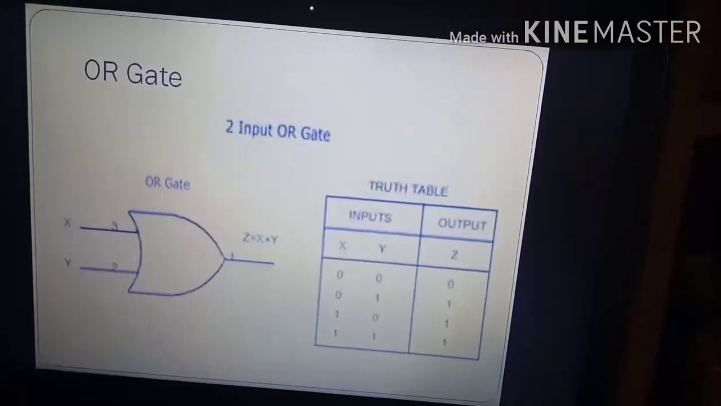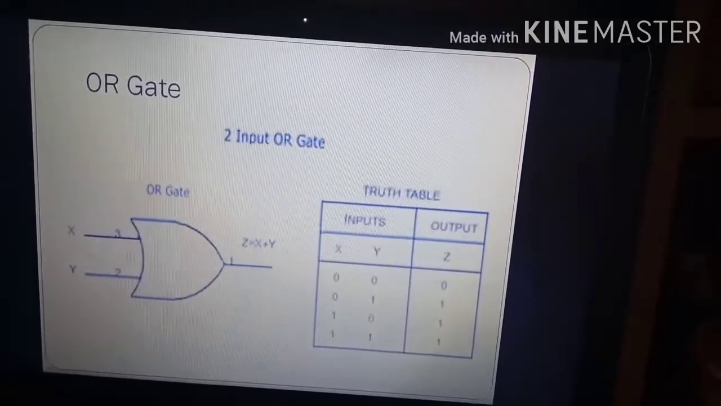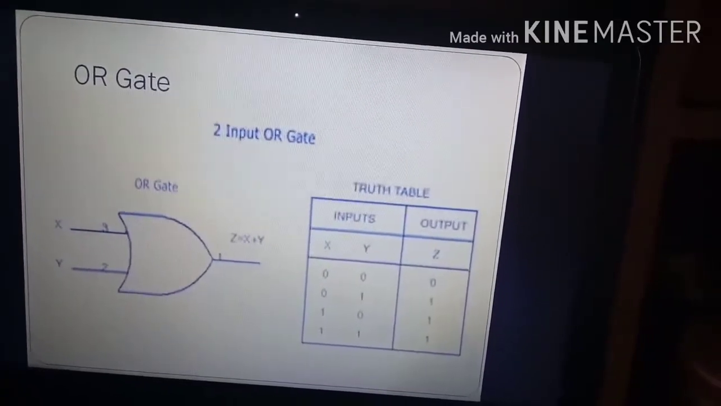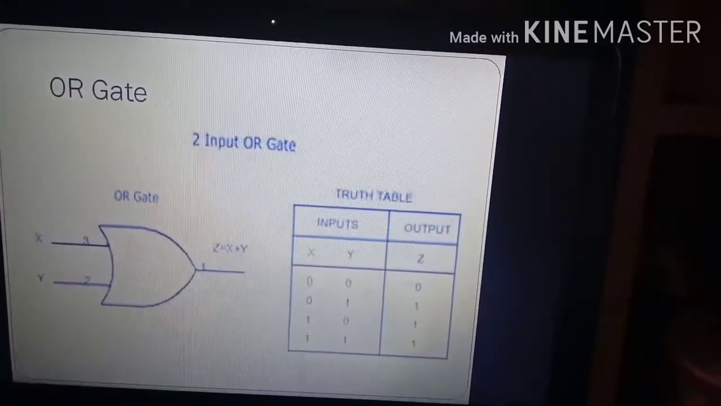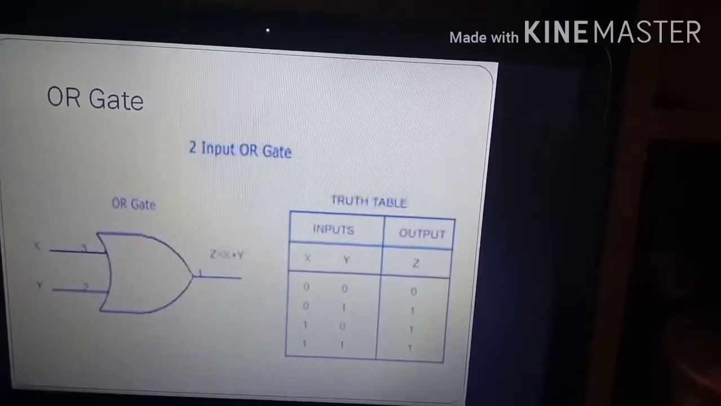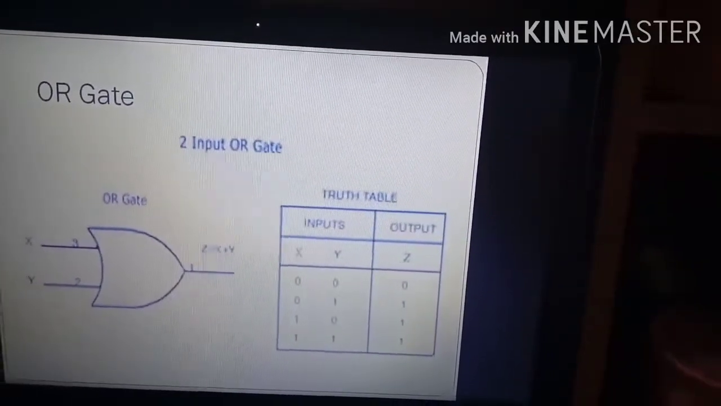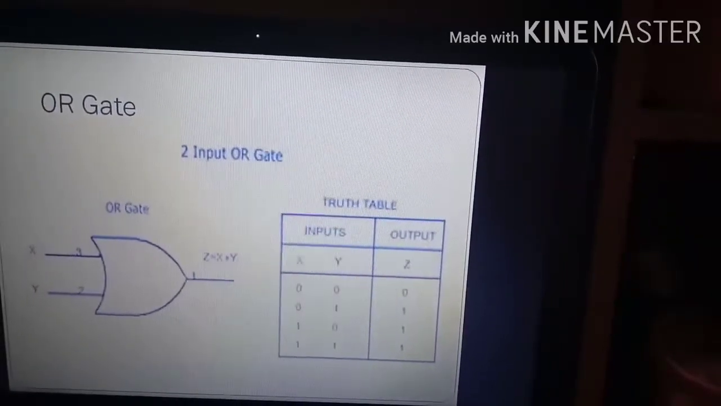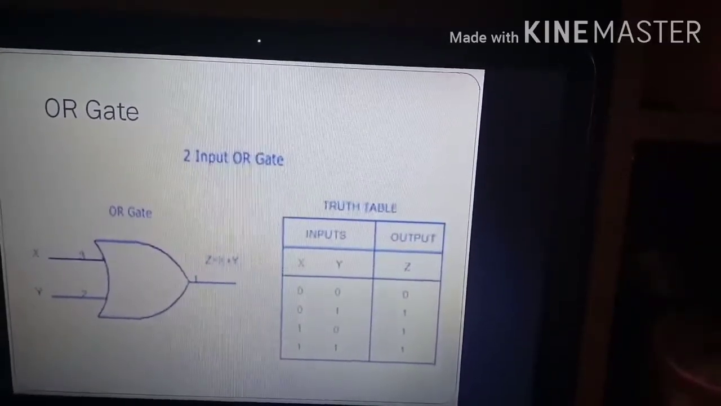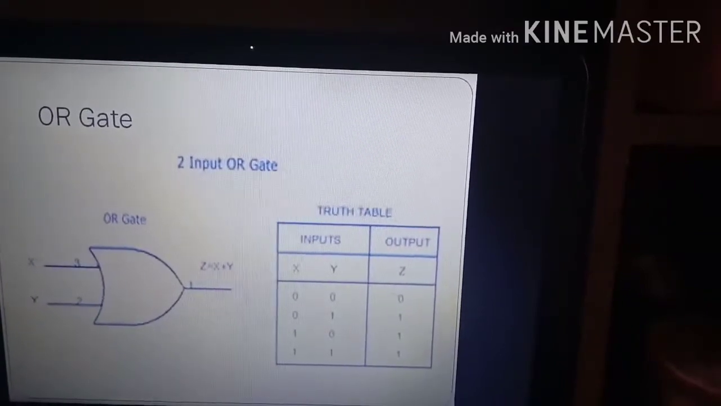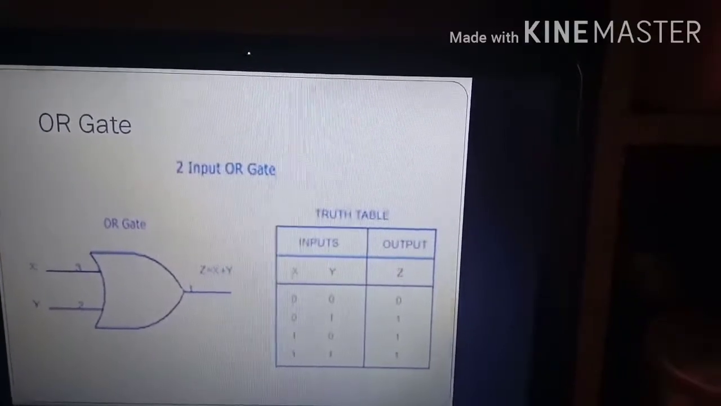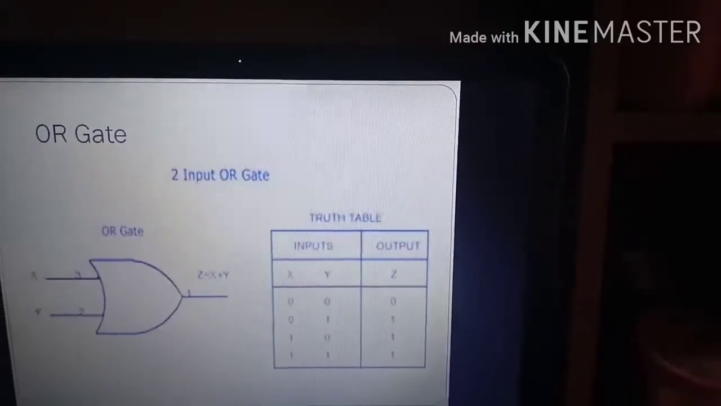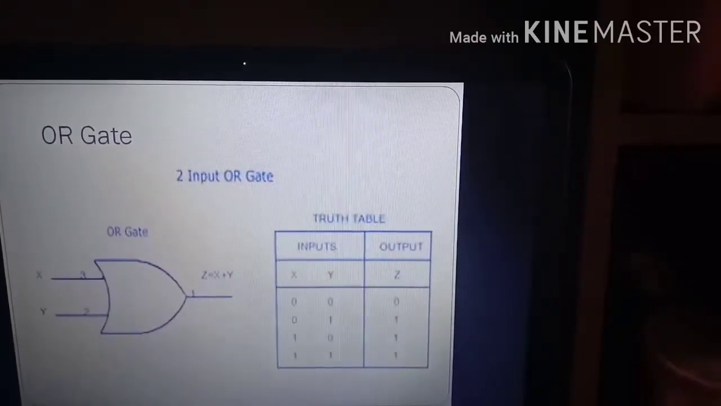Now this is OR gate, a two-input OR gate where x and y are the inputs and z is the output. The Boolean expression of OR gate is z equals x plus y. From the truth table of OR gate, we can see that OR gate produces a low output when the two inputs of the OR gate are low. Otherwise, it will produce a high output. And this is the basic feature of OR gate.